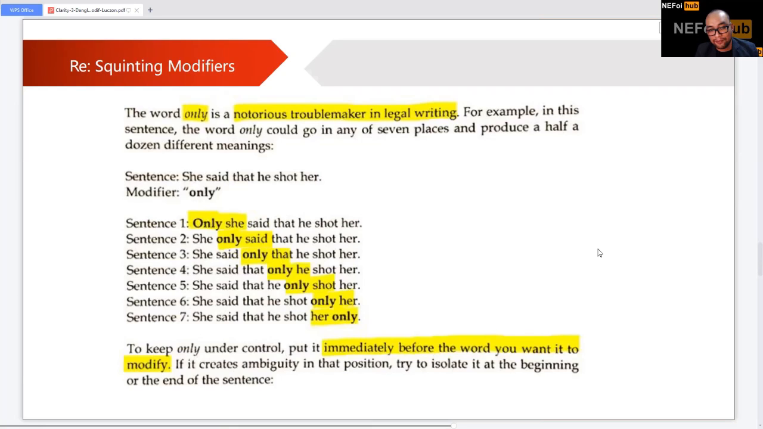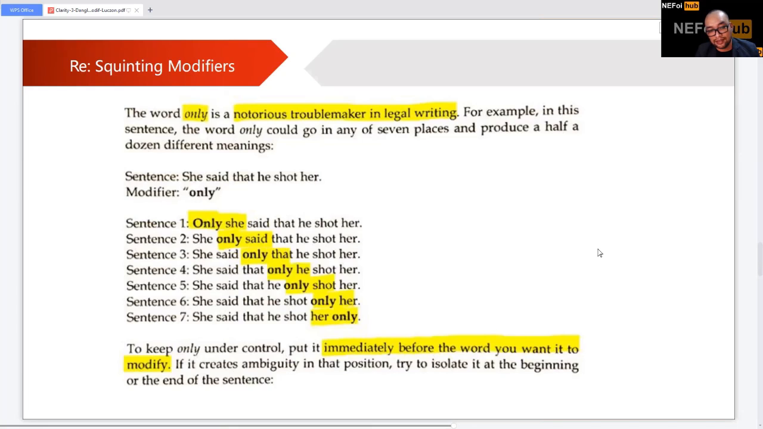So the tip here in putting the word only is that it should be put immediately before the word you want to modify. So in the sentence, "she said that he shot her," should you want to put the word only, the intention is it modifies the succeeding word. So here's an example.